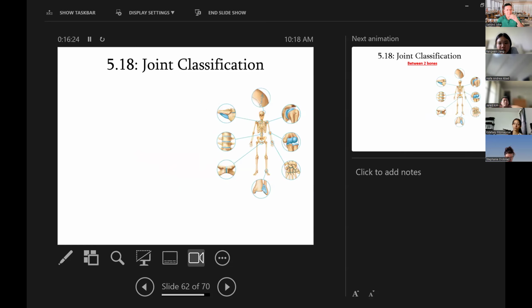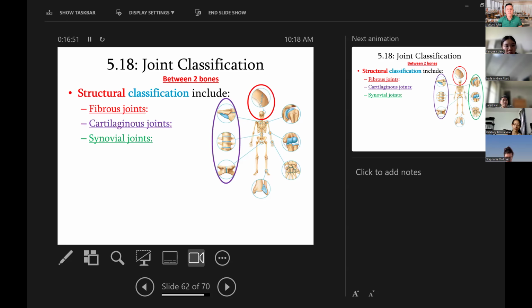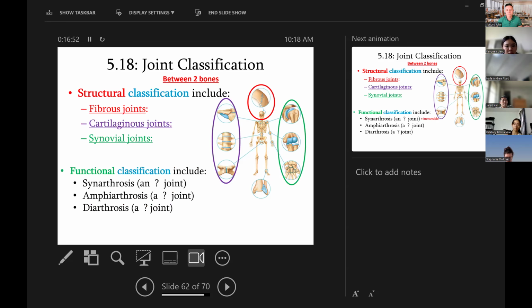All right, folks, the last thing I want to talk about for this chapter is joint classification, because not all joints are created the same. We have several different types and different functions of joints. We can classify joints as structural, so there's the structural classification of joints, and we also have what is called the functional classification of joints. And there is a correlation between structural and functional classification.